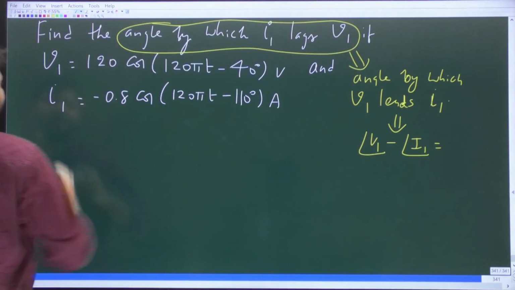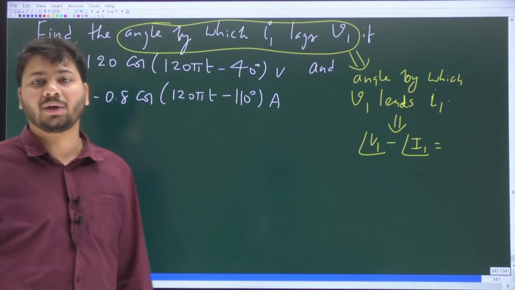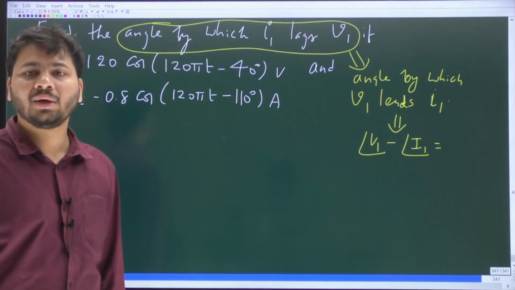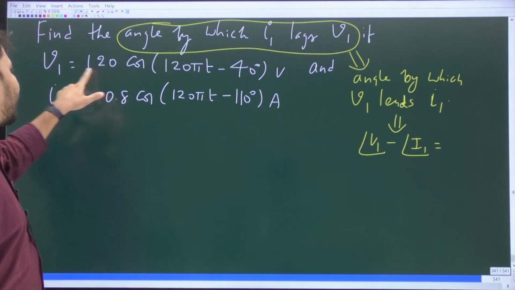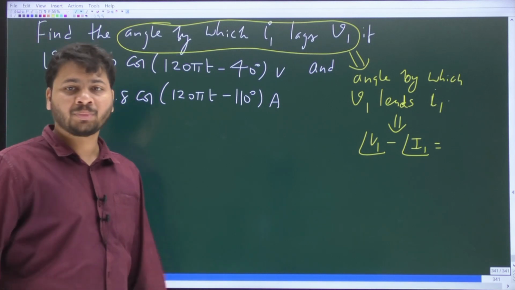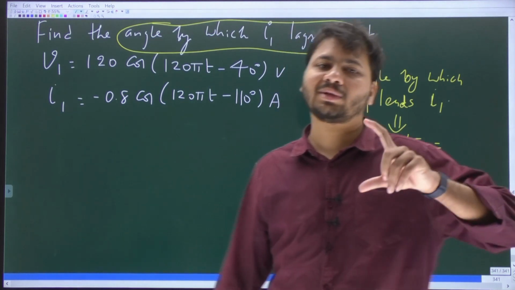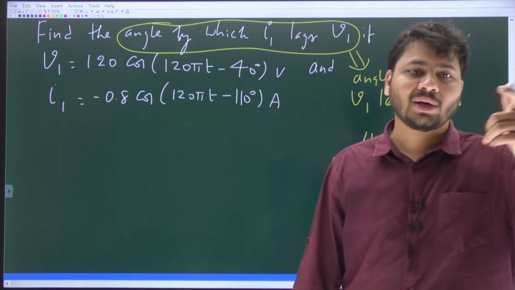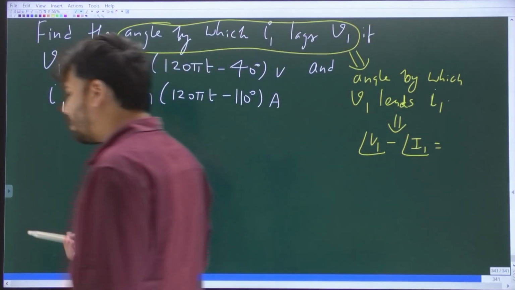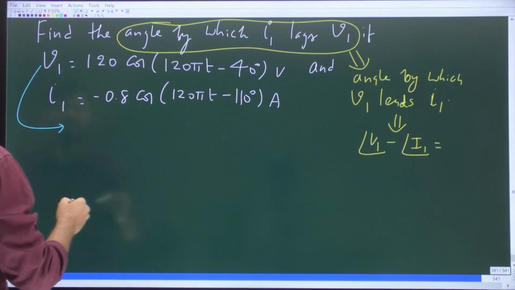Once again, if you look at the voltage and the current, both are at the same frequency and both are expressed in terms of cosine, but both do not have the same sign for the amplitude. One amplitude is 120, the other is minus 0.8. One is positive, the other is negative. I told you, if you want to directly take the phase difference, both should be expressed in terms of cosine with a positive amplitude, or both should have a negative amplitude, but here that is not the case. You can easily convert each of the two quantities into its phasor representation.